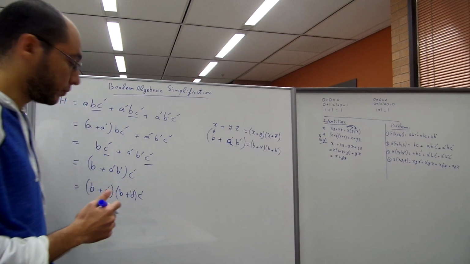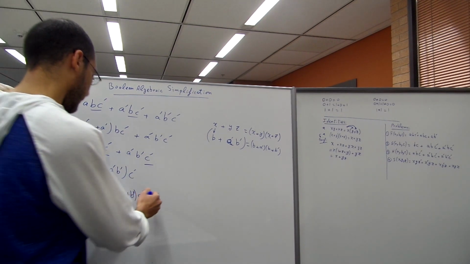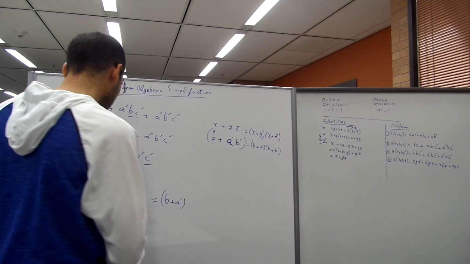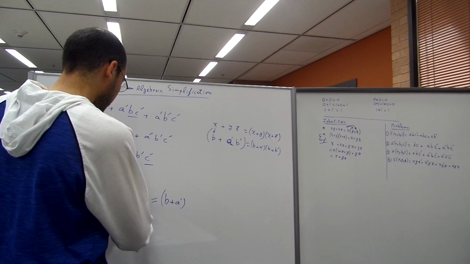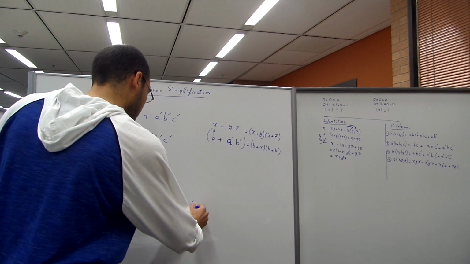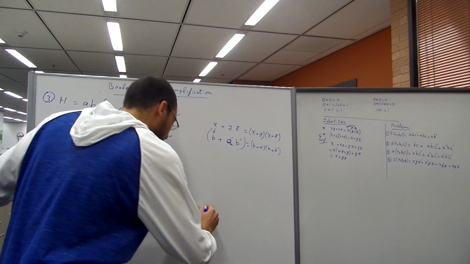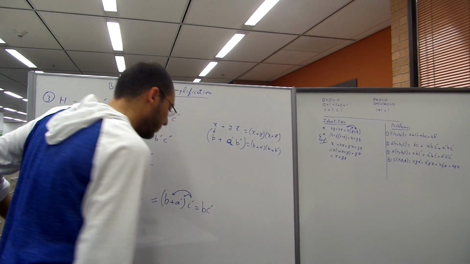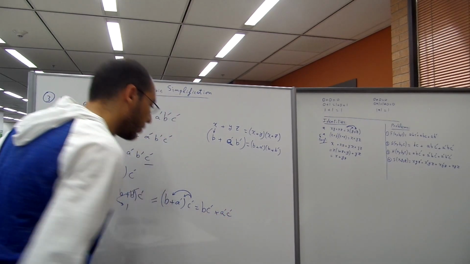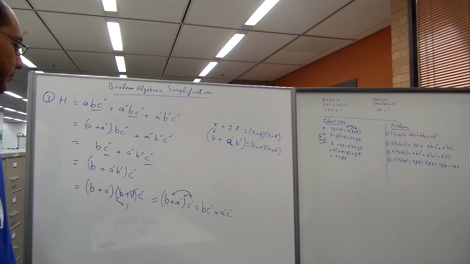Okay, so we're left with this term, and let me solve this by putting the B plus A bar as it is, and the B plus B bar is 1, multiplied by C bar, which is equal to, I'm going to distribute the C bar over these two literals, so B C bar, plus A bar C bar, and this becomes the final answer, right?